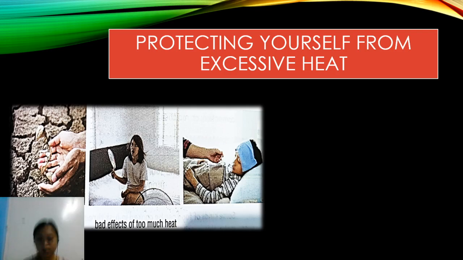Too much heat from the sun dries up farmlands and causes plants to wither. Staying under the heat of the sun too long also causes sunburn. It may even cause dehydration or heat stroke, especially among the elderly. A child with a high fever or high body temperature needs immediate medical attention.